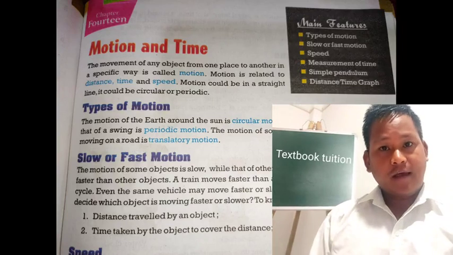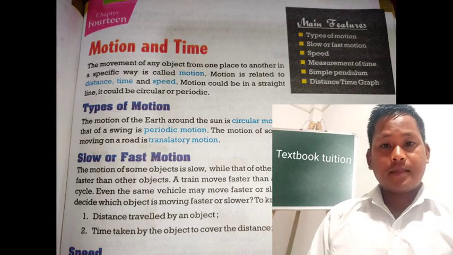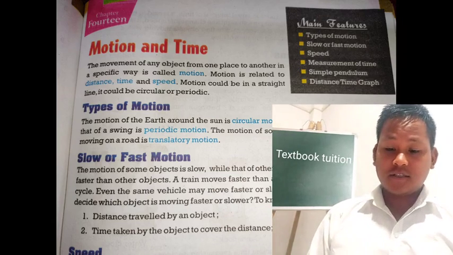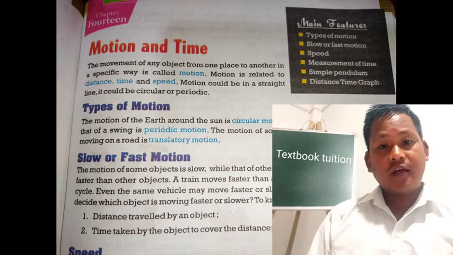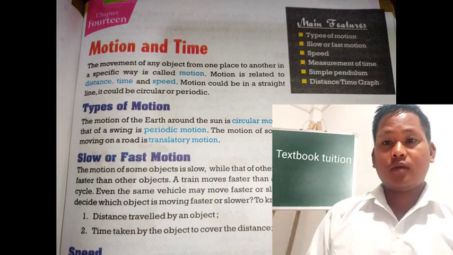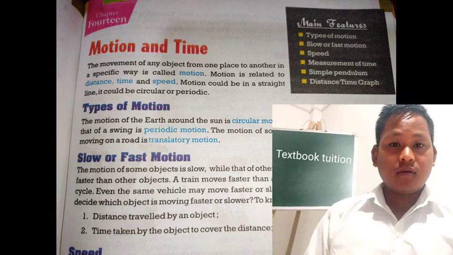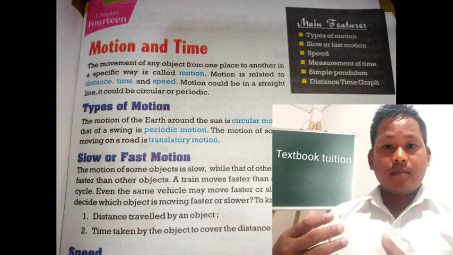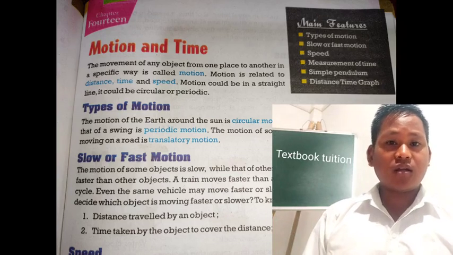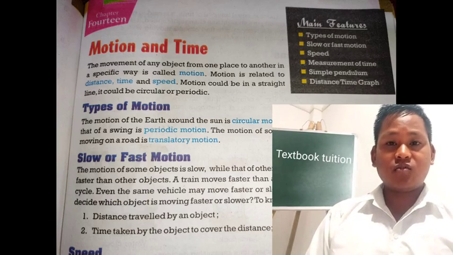Students, today I'm going to teach class 7 science, the 14th chapter, motion and time. When we talk about motion, it is movement, moving from one place to another place. Say you walk from one place to another place, that is one kind of motion.